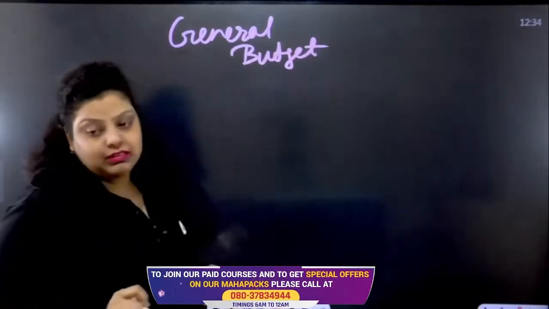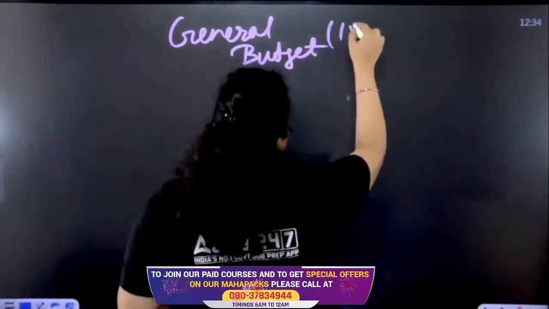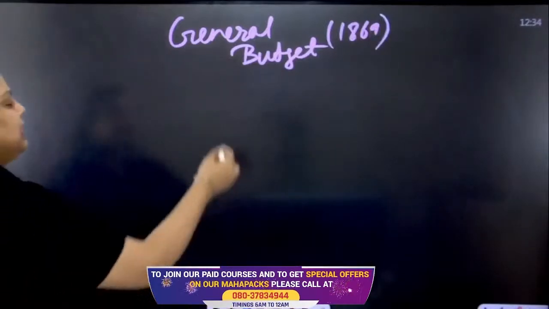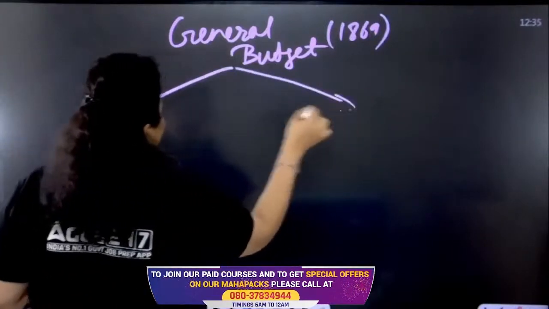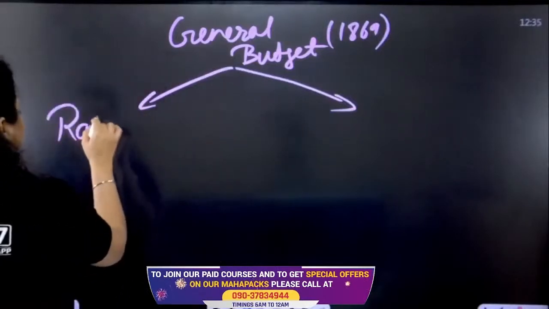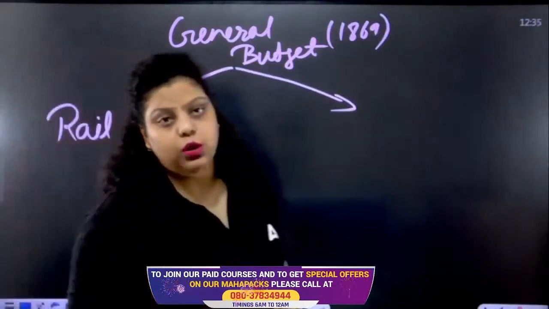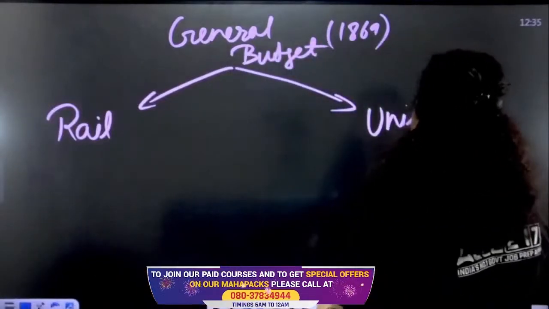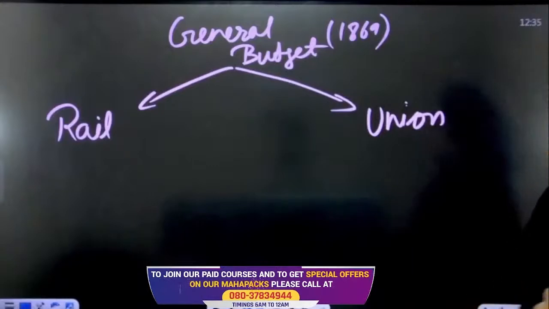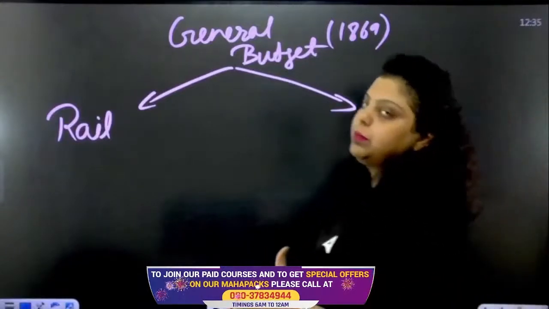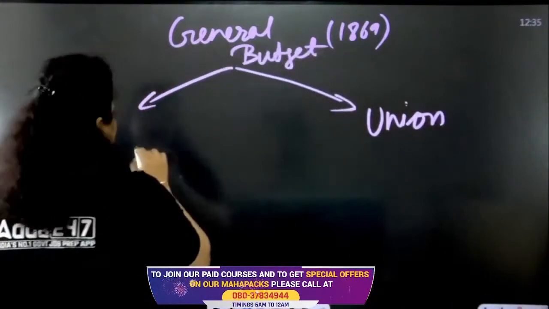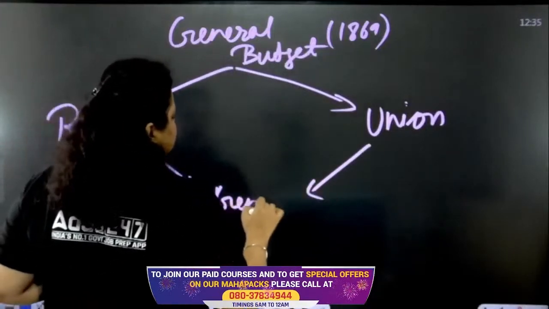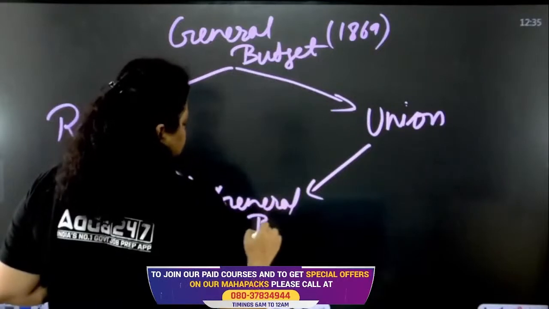So the British introduced the general budget in India in 1869. The first budget of India was introduced in the year 1869. Then this general budget was divided into two parts. The first part was the rail budget, presented by the Railway Minister, and the second was the union budget, presented by the Finance Minister, or prepared by the Ministry of Finance. Then in 2017-18 it was converted back into the general budget.